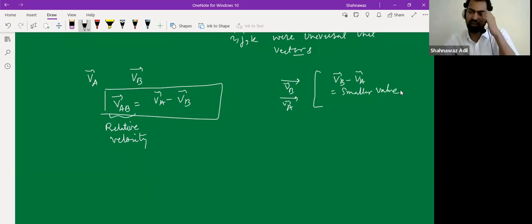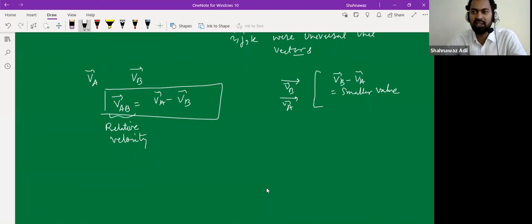Let's just say that two trains are moving, and they are going in the same direction. If train A is moving with 100 kilometer per hour and train B is moving with, let's say, 80 kilometer per hour, then relatively you will see that the train is going with 20 kilometer per hour, if they are going in the same direction. Understood? This is called the relative velocity.